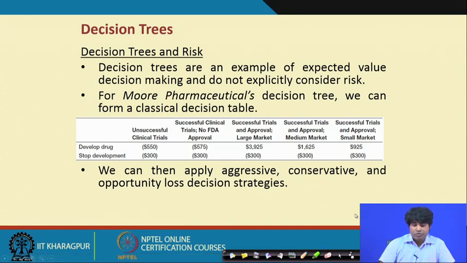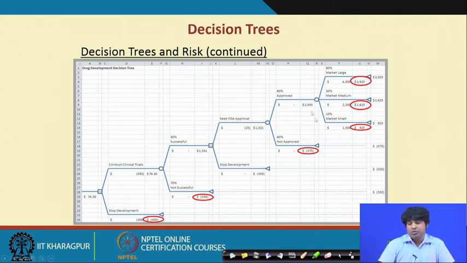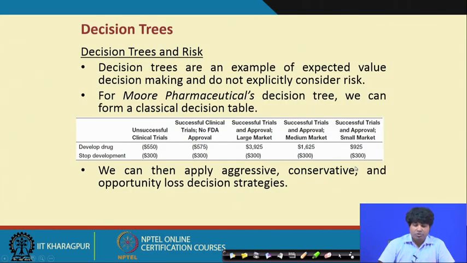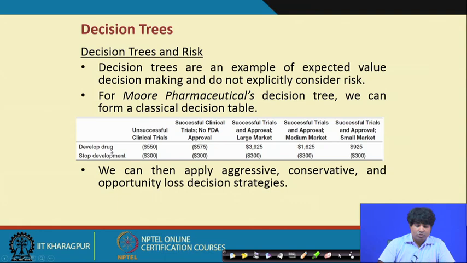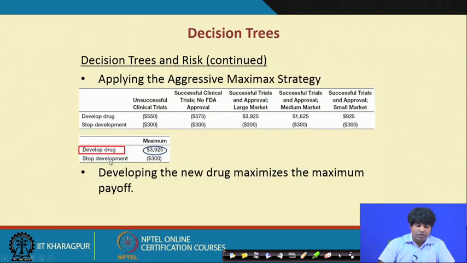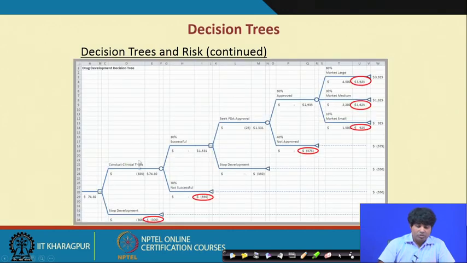Now likewise we can again follow the particular path, and here this is how the kind of stop development case, and then not successful case, then this is not approved case, and then under 3 different market conditions. This is how the structure looks, and the same structure we have plotted here with different kind of options. So, that means we start with developed drug and stop development. This is the first node, and for that this is how the typical structure looks.